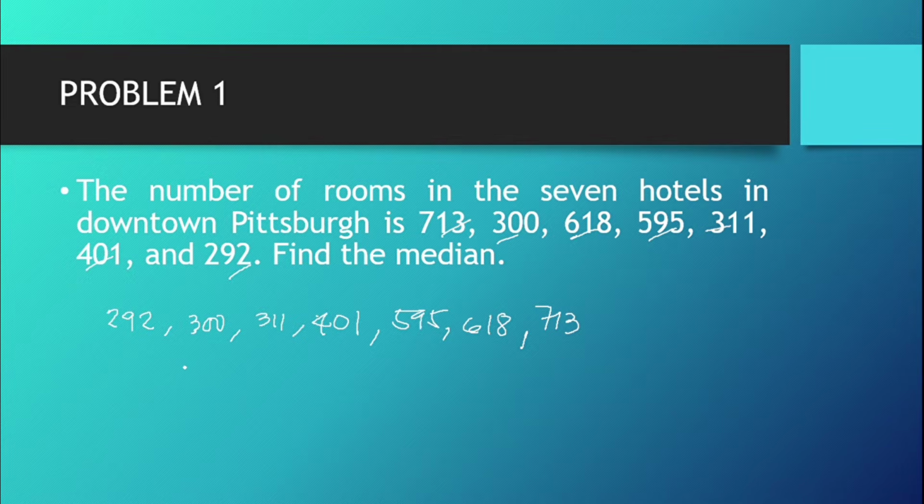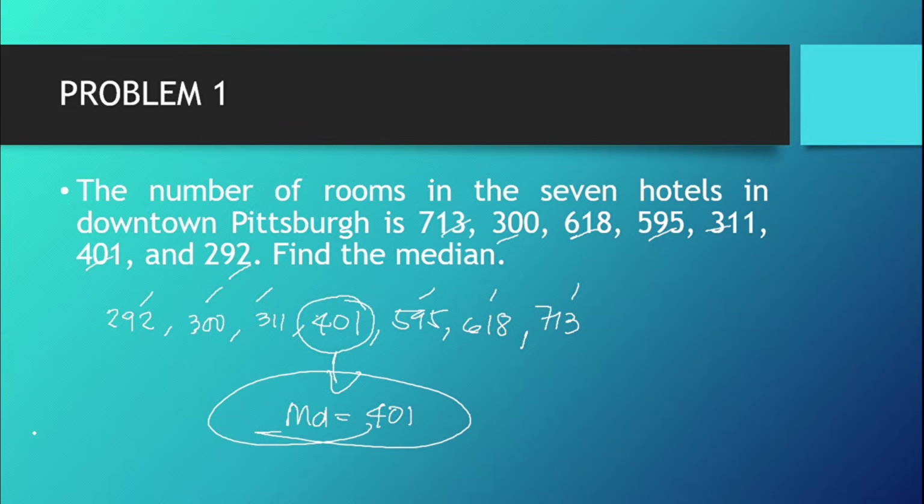So second step is we're going to get the middle part. So 1, 2, 3, and this is the middle part. So therefore, this is the median, which is 401. So the median of the number of rooms in 7 hotels in downtown Pittsburgh is 401.